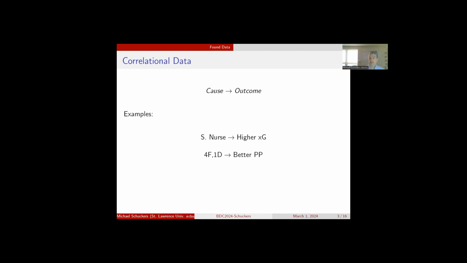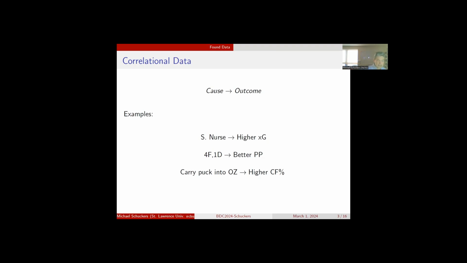Does four forwards and one D yield a better power play? You can think of a better power play in terms of a bunch of different metrics for that outcome. But relative to, say, traditional three forwards and two D, are we getting better outcomes with four forwards and one D? And then something else: carrying the puck into the offensive zone, is that going to lead to a higher Corsi For percentage? It's a little acronym that's somewhat common in hockey analytics, but basically shot attempts for as a percentage for your team of the total.